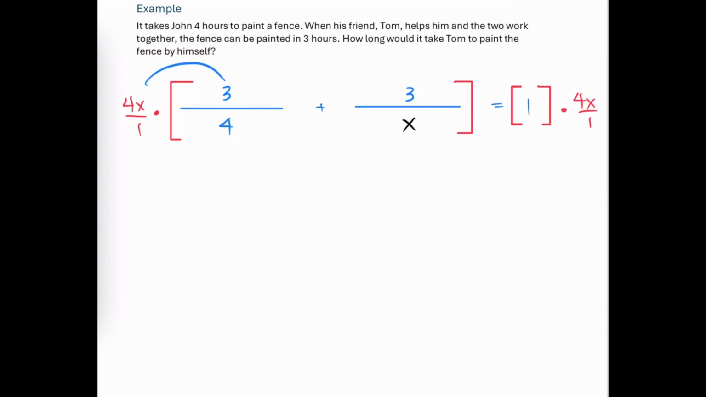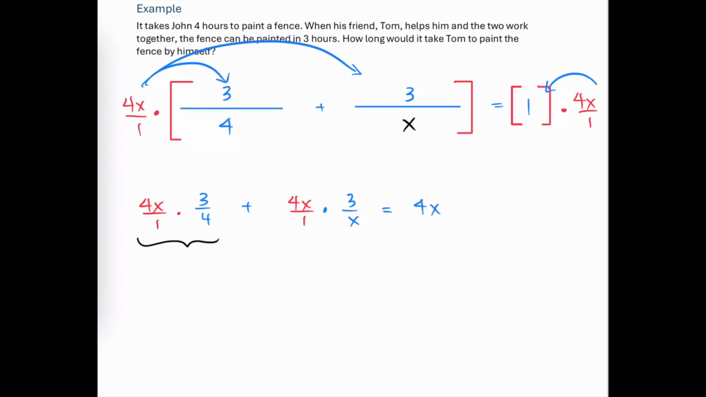So let's begin with the LCD times 3/4. So we'll have 4x over 1 times 3 divided by 4 plus the LCD times this next term is going to be 4x over 1 times 3 over x. And on the right-hand side, we have the LCD times 1. And that's just 1 times 4x, which is 4x.